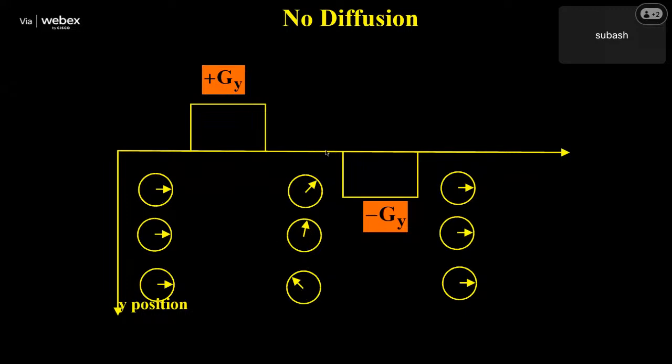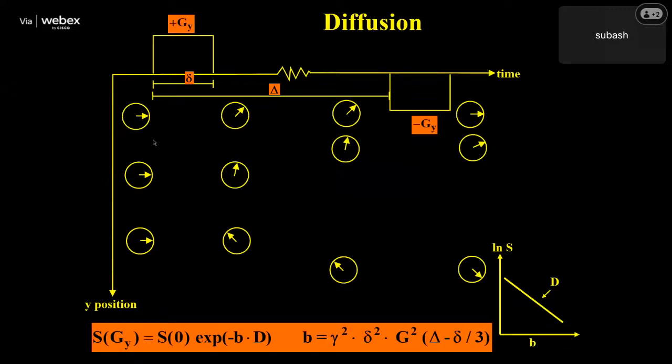They are in different phases because of this gradient. When you apply another gradient of the same amplitude in the negative direction, all these nuclei will rephase again if there was no motion. If there is no diffusion process happening, all the nuclei will regain their own initial phase. So what happens when there is a movement?